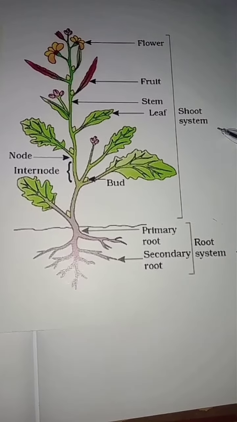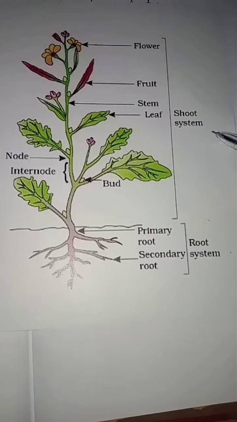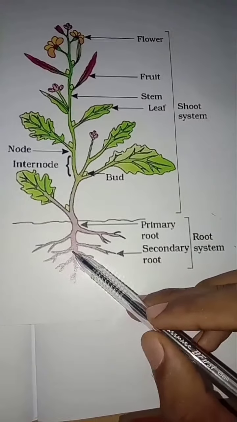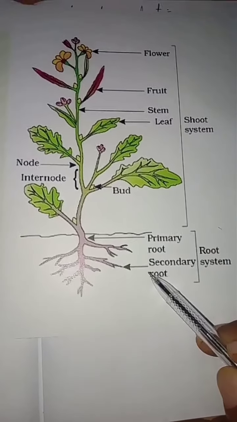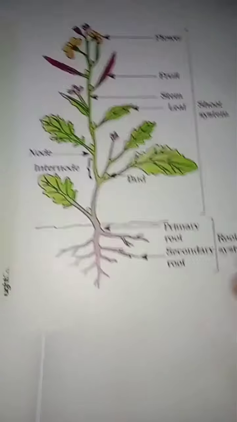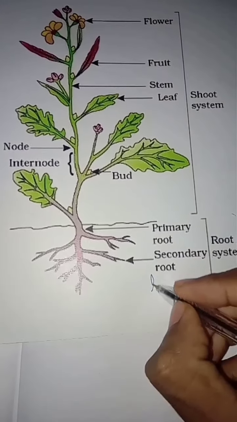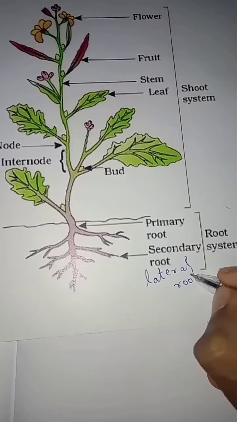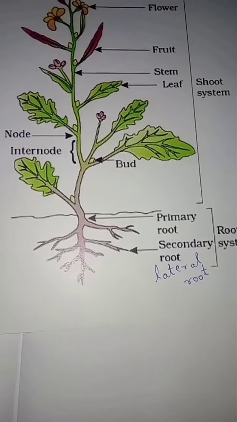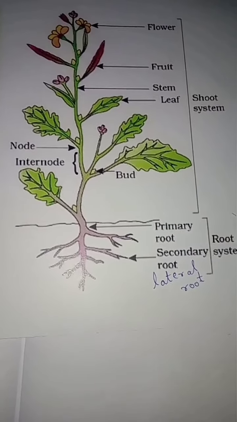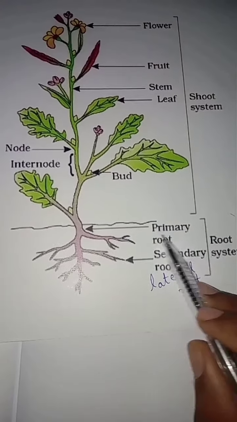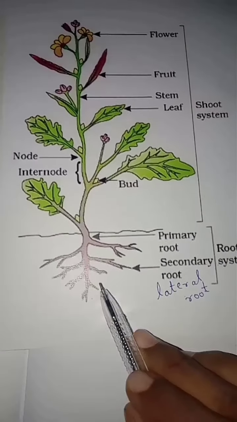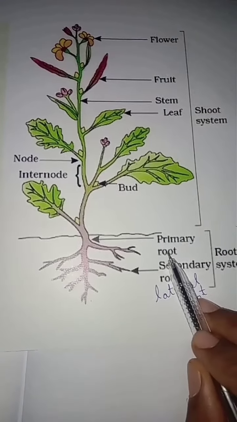Now let's see the parts of a plant. You can see, children, the bottom part has a hairy-like structure. It is called the secondary root or lateral root. And the upper part is called the primary root. The lower part is called the secondary root or lateral root, and the upper part is called the primary root.